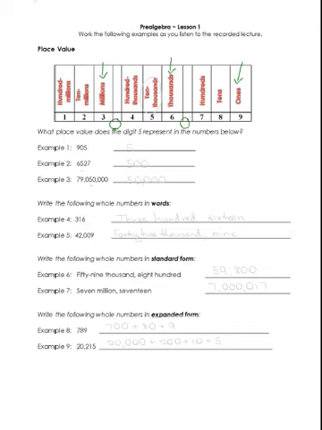Now what I want you to do is to look at example 1, the number 905, and tell me what place value does that 5 represent. In other words, is it 5 hundreds, 5 ones, 5 tens, 5 thousands? Where is the 5 in our chart? As you can see, it's really in the ones position, so the 5 there just represents 5 ones, or the number 5. Example 2, the 5 here is in the hundreds place.